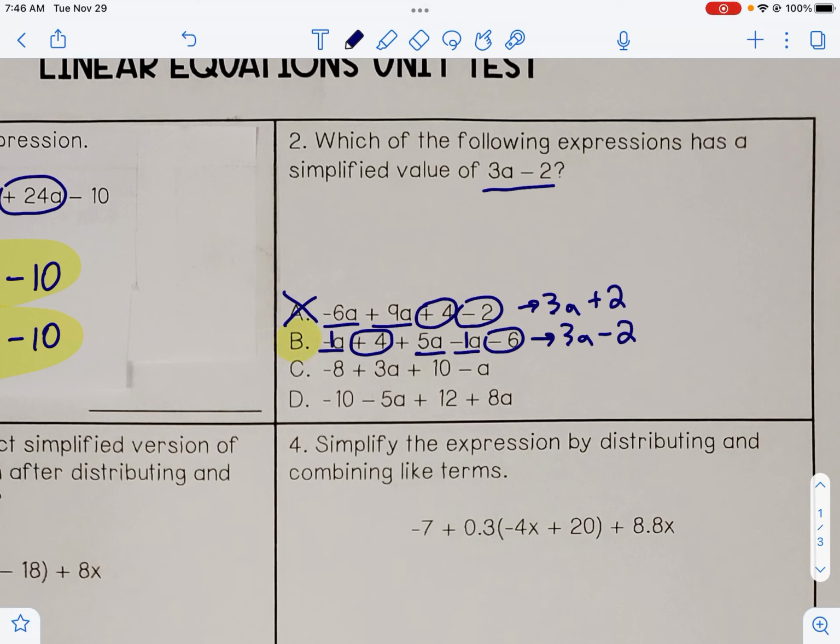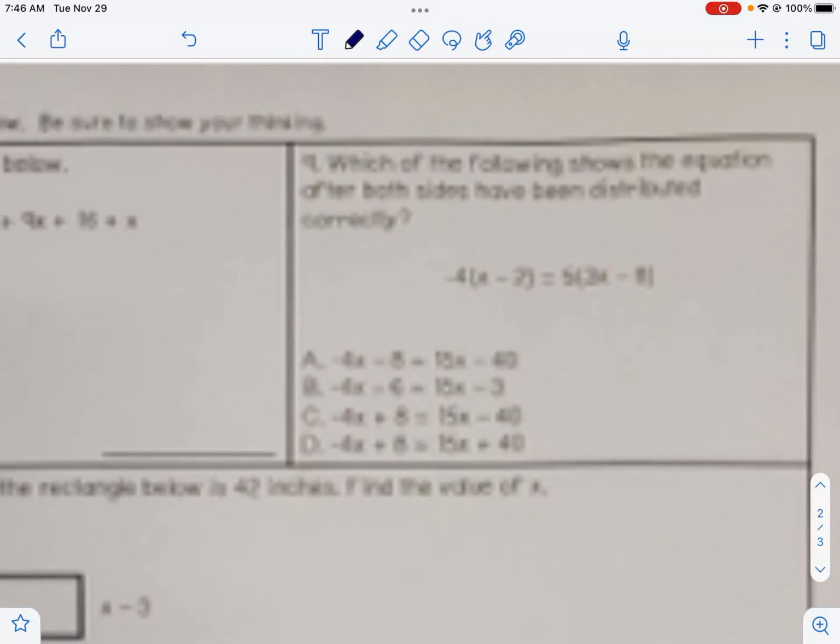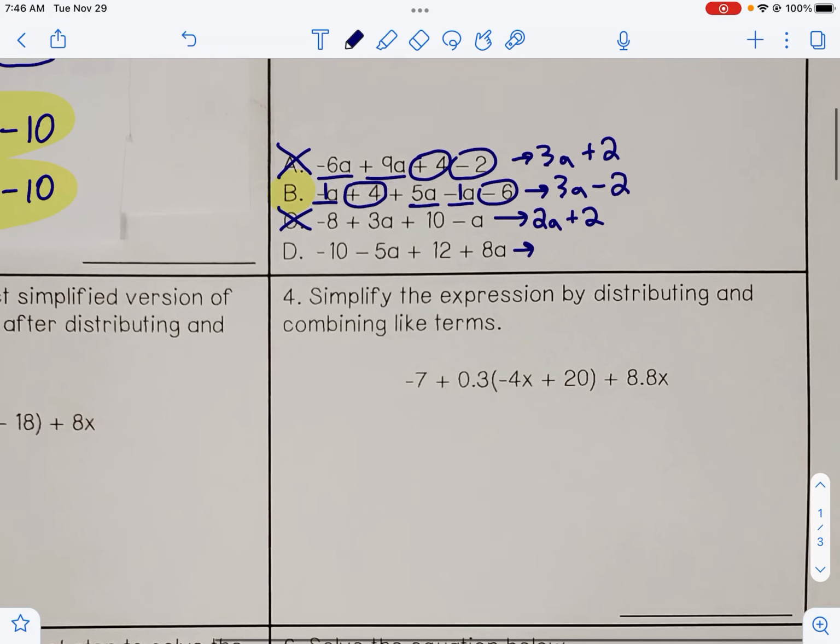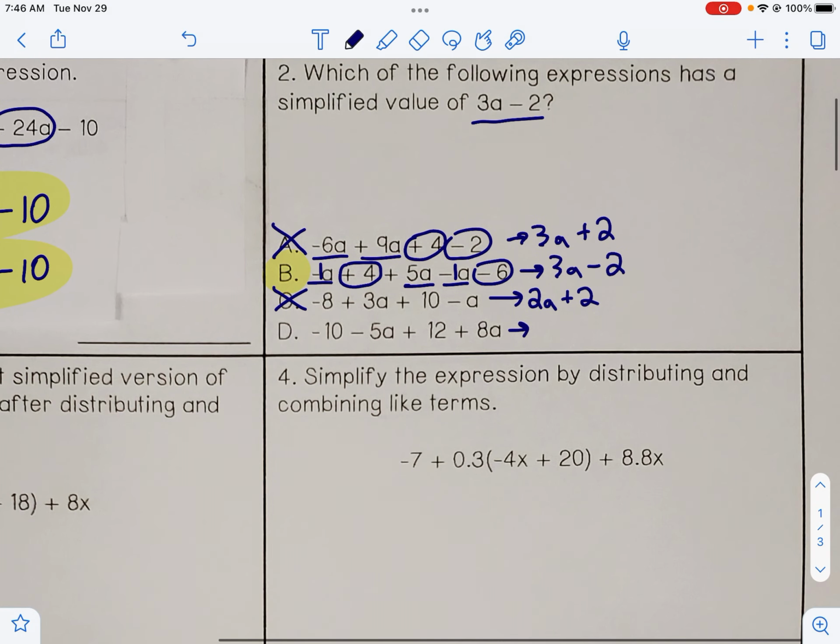Just to verify, if you combine together answer choice C, you should get 2a plus 2, and answer choice D, you'll end up getting 3a plus 2.